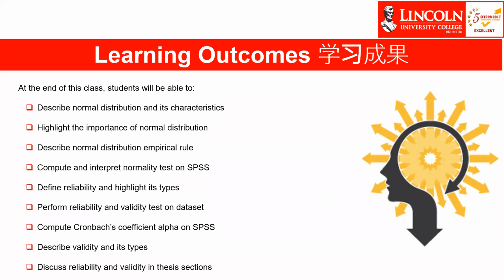You should be able to define reliability and highlight its types. You should be able to perform reliability and validity tests on datasets. You should be able to compute Cronbach's coefficient alpha on SPSS. You should be able to describe validity and its types. And finally, you should be able to discuss reliability and validity in thesis sections. These are what we'll be discussing in the first section of this class.